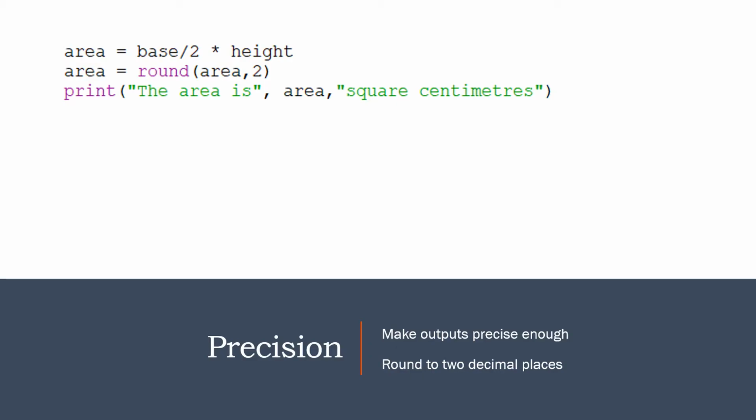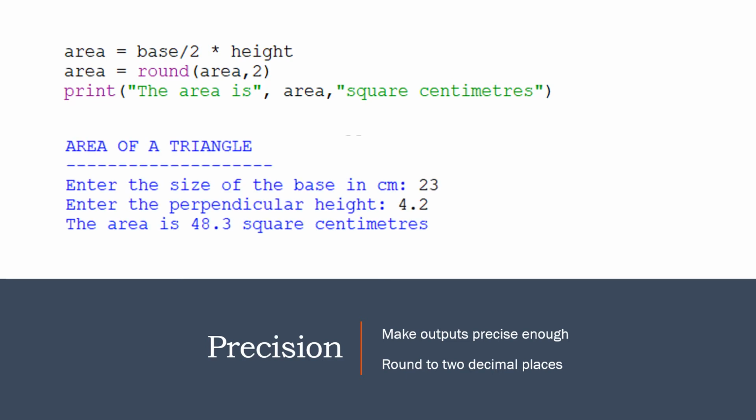So in this program, I've added an extra line, the second line of the code you see here, and I've rounded the area down to 2 decimal places. So the output will come out as 48.3 instead of the very long number with a huge number of decimal digits after the decimal point.